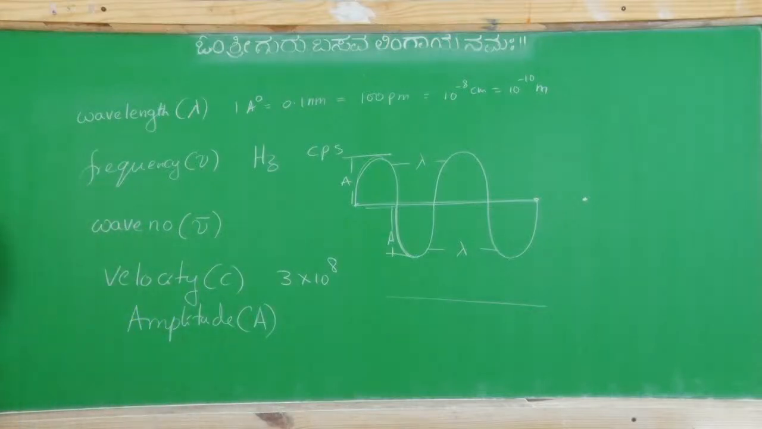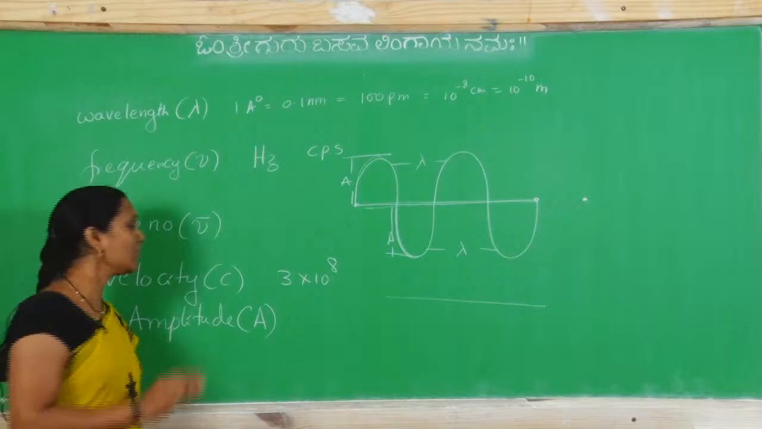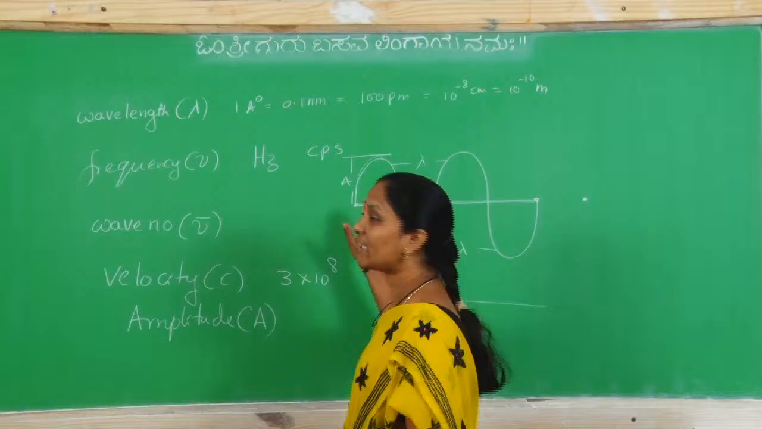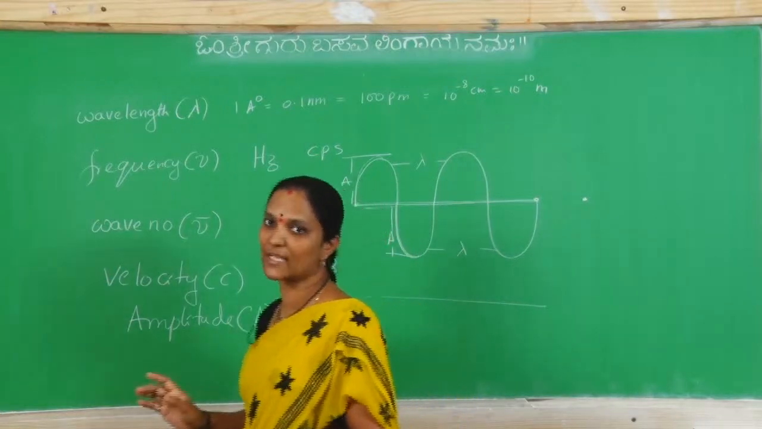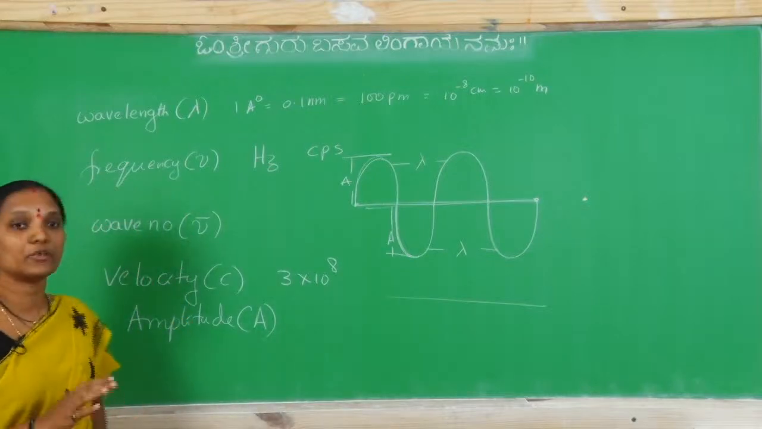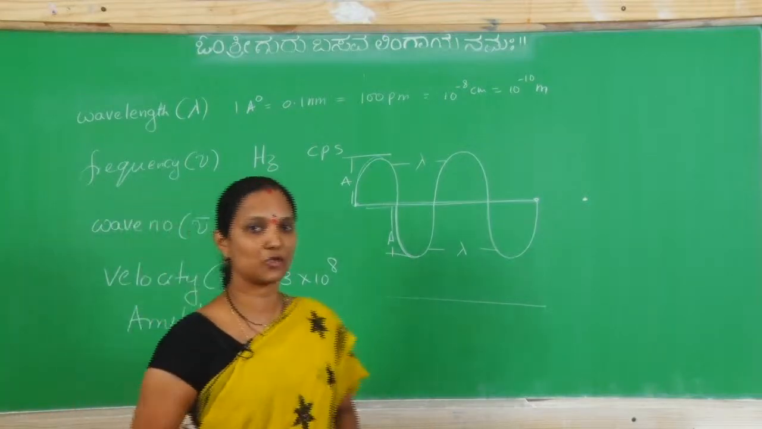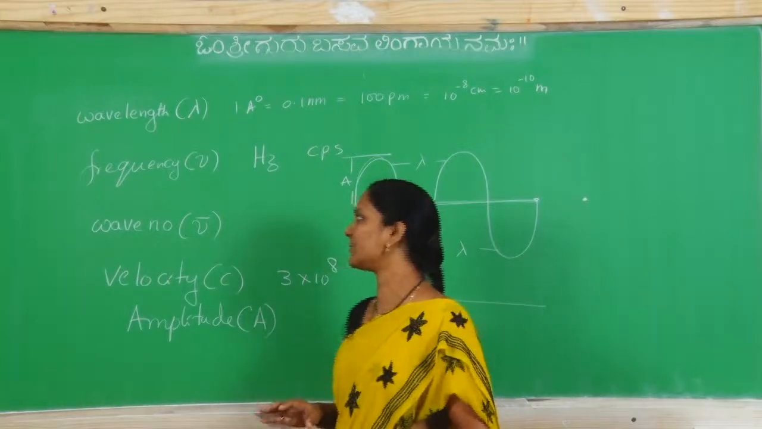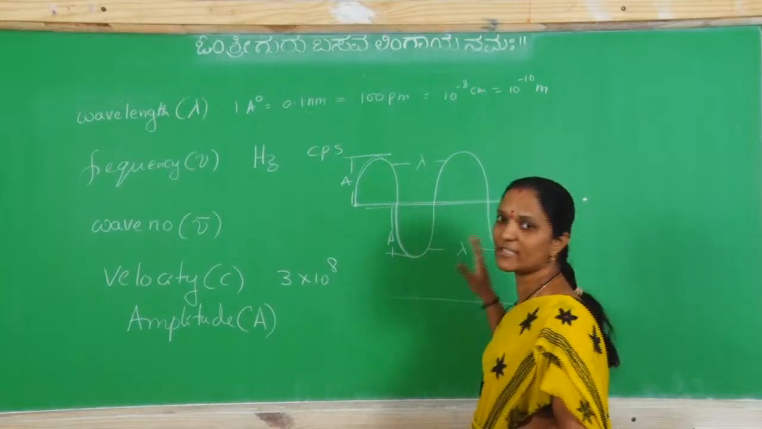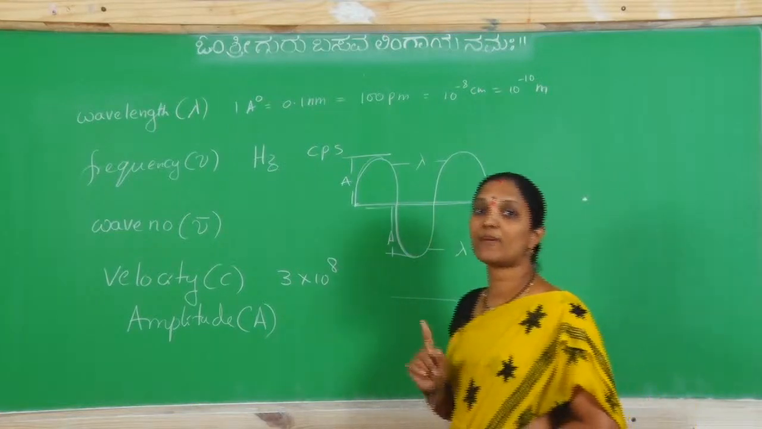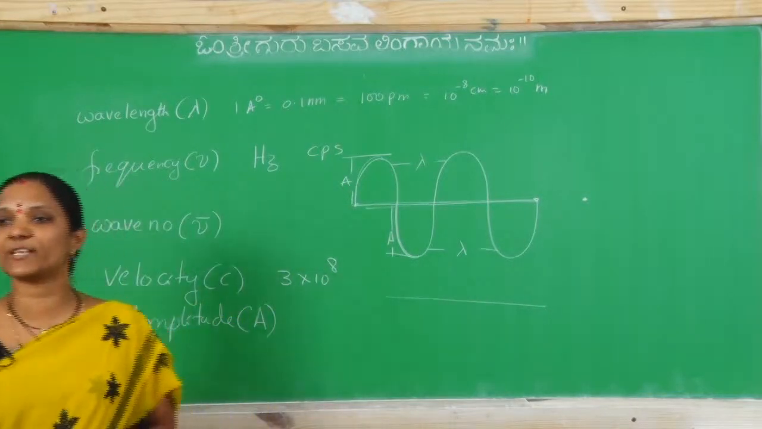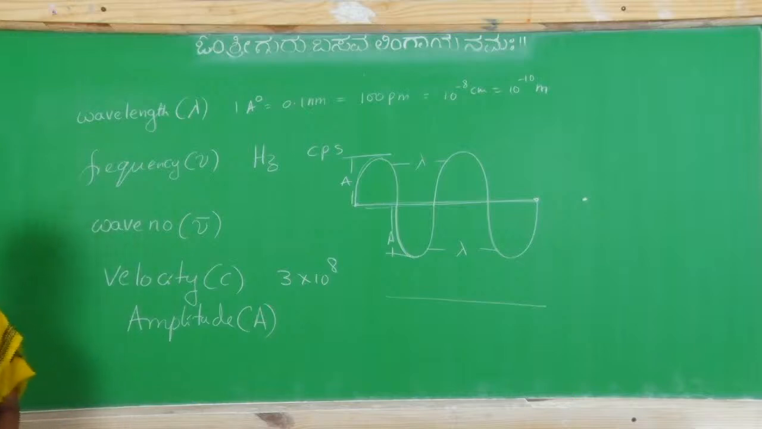These are the characteristics of waves: wavelength, frequency, wave number, velocity and amplitude. Wavelength means the distance between two successive crests or two successive troughs in a wave. That distance is the wavelength. Units of wavelength: angstrom, nanometer, picometer, meter, centimeter. And frequency. What is frequency? The number of waves crossing a particular point in unit time, 1 second. That number is the frequency. It is represented by nu, and the units of frequency are hertz, cycle per second, or second inverse.